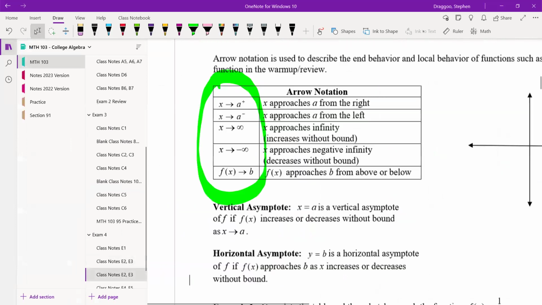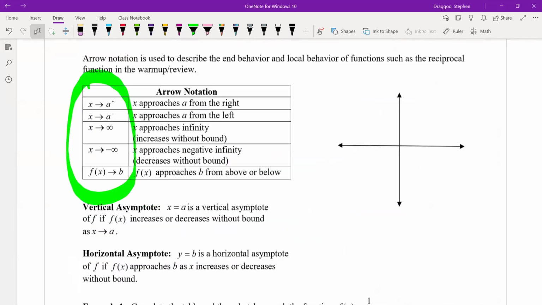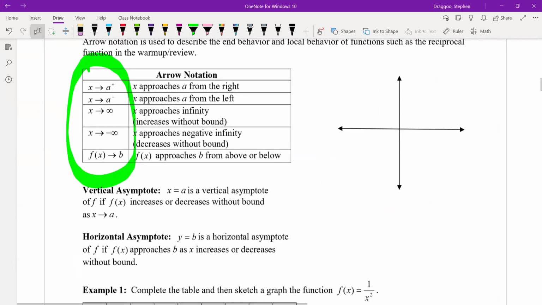So that's why we're going to be introducing this notation, as we can talk about numbers that we're not technically allowed to plug in or set equal to. So we have this arrow notation, something like, but not necessarily equal to that number.